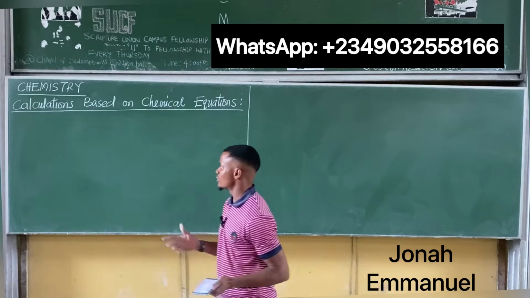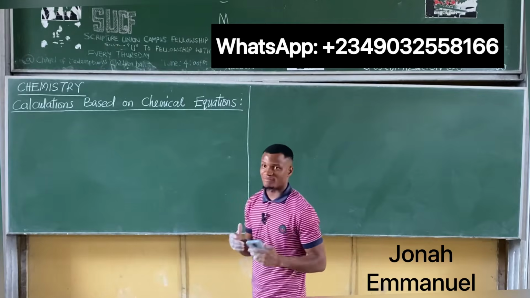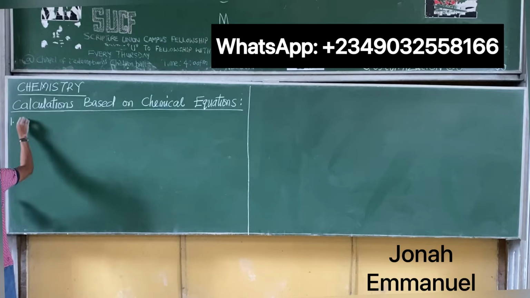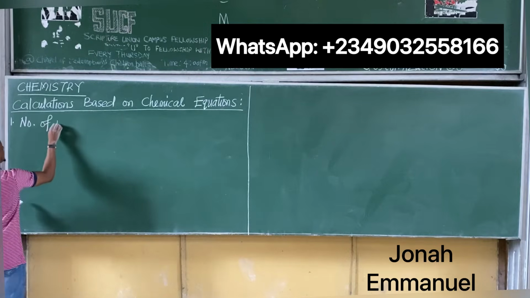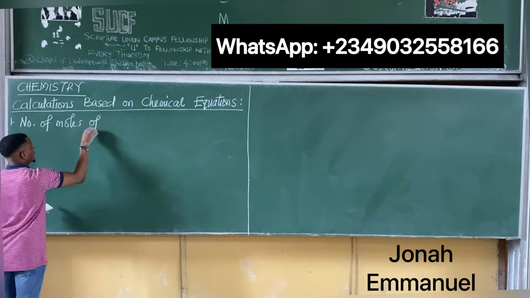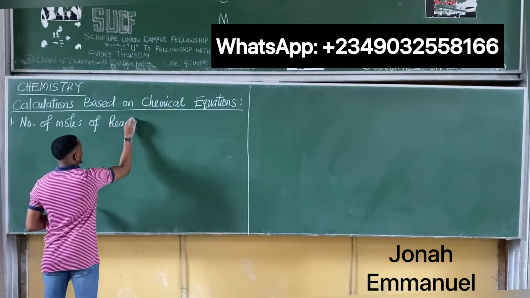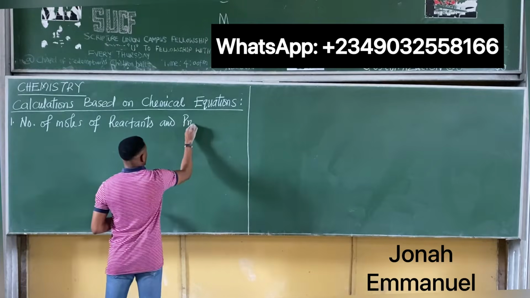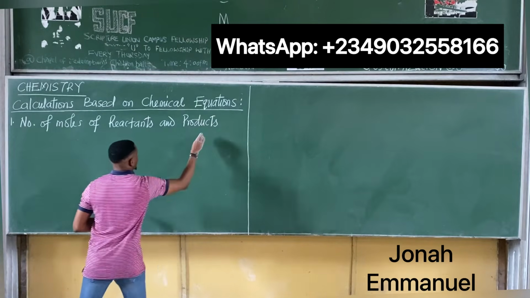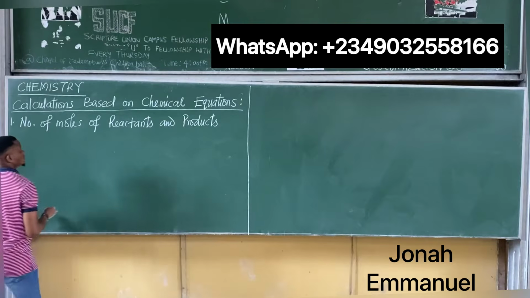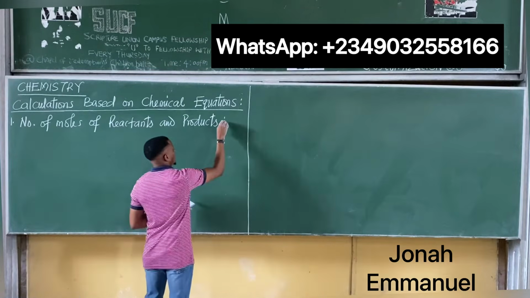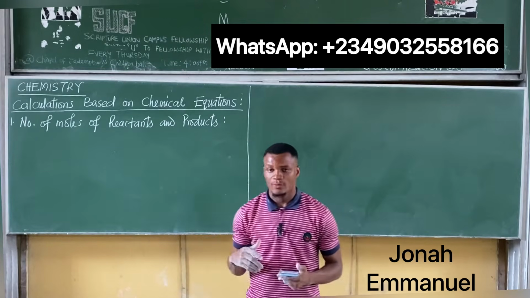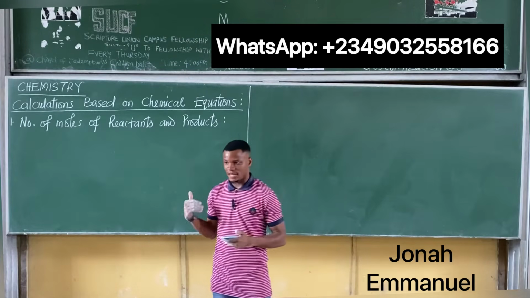So what are these calculations that we can do based on chemical equations? Number one, number of moles of reactants and products. The first kind of calculation we can do on chemical equations is the number of moles of reactants or products. I'll take a simple example, explain this, and we proceed.